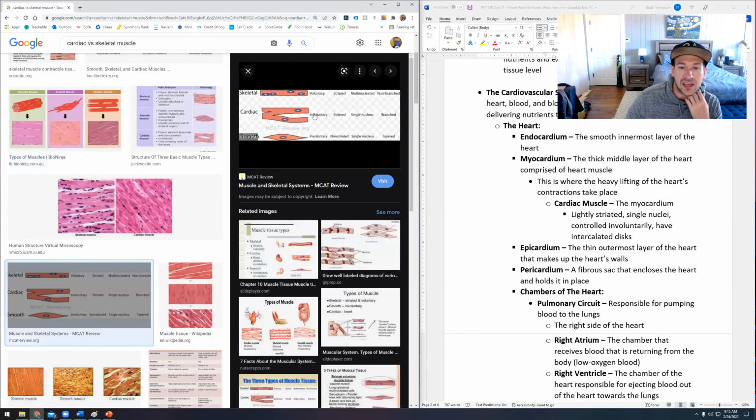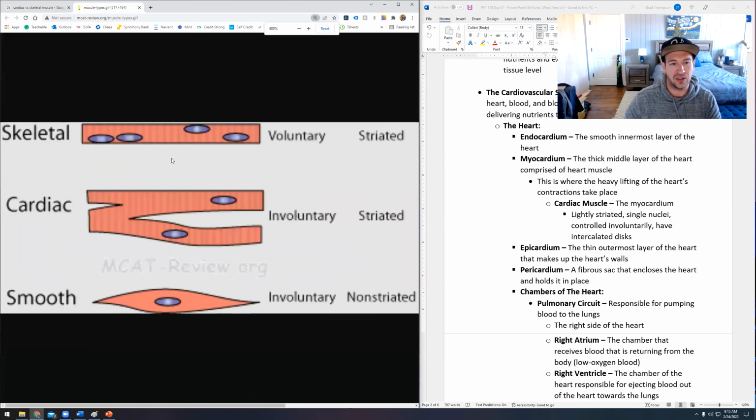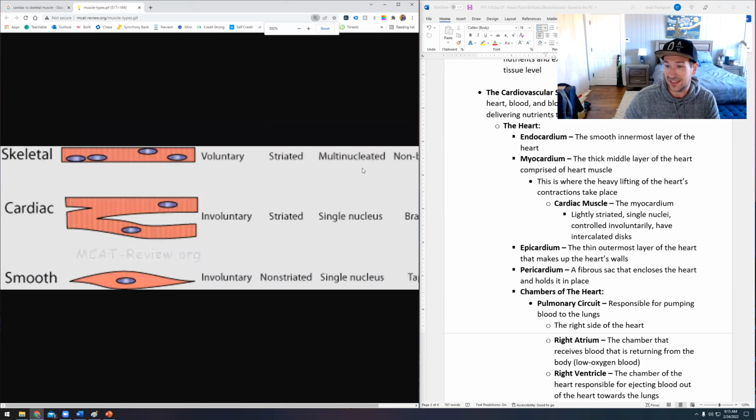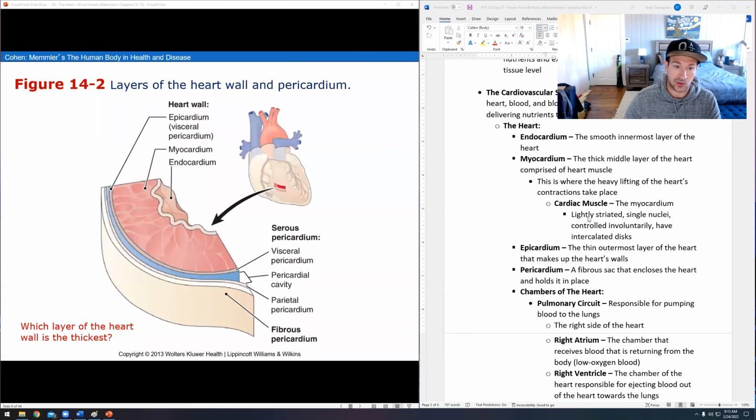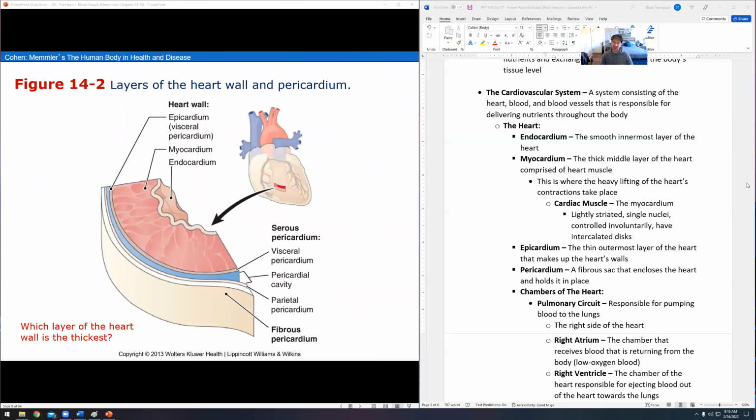You'll also notice it doesn't have as many nuclei. See these little purple ones here? Those are nuclei. Whereas in cardiac muscle, there's only one per fiber. That's going to become really important in a moment when we start talking about heart contractions, because you don't want too many cooks in the kitchen.